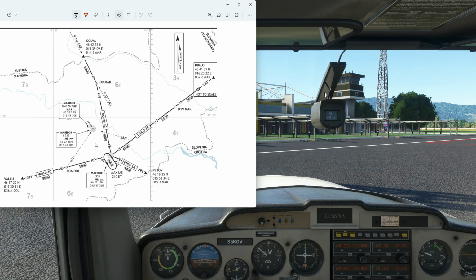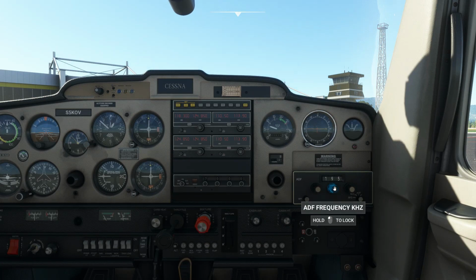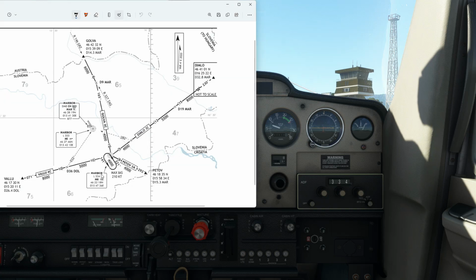We can try to tune in 334 for Mike Romeo NDB. So 3, 3, 4. If we would be high enough, we would receive the signal. But apparently this is too far away, so I will set the frequency to 355 for Mike India.